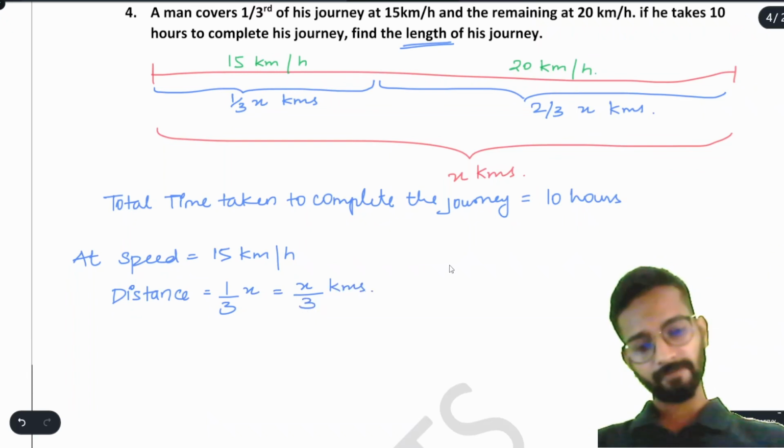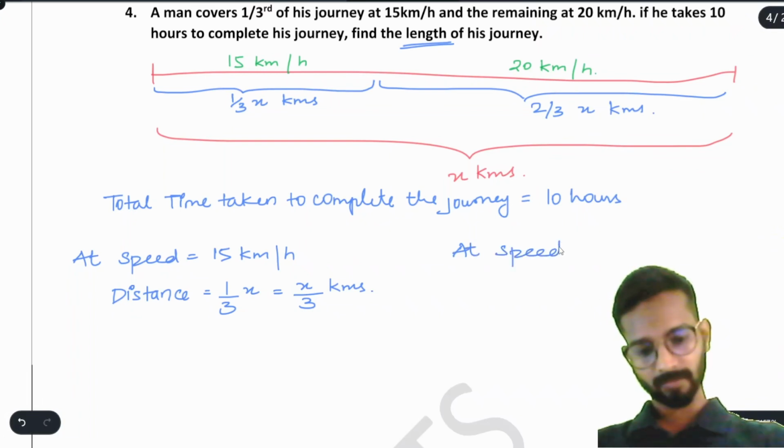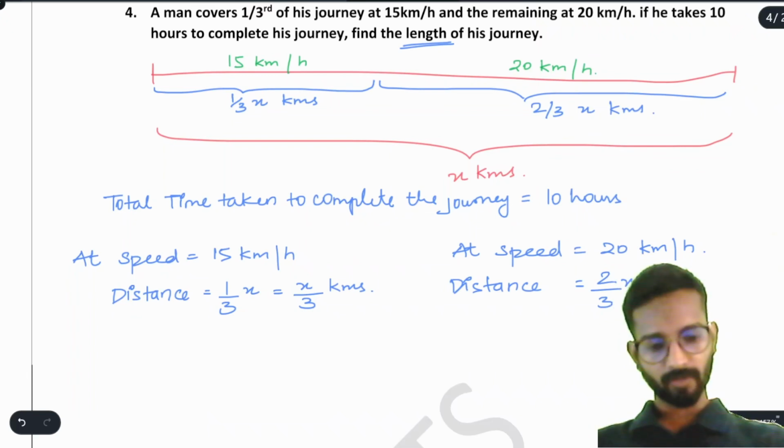Okay. If I tell you at speed of 20 kilometers per hour, now I ask you how much is the distance covered? You will say, sir, distance is the remaining distance. So distance there is 2 by 3 of x, or we can say 2x by 3 kilometers.